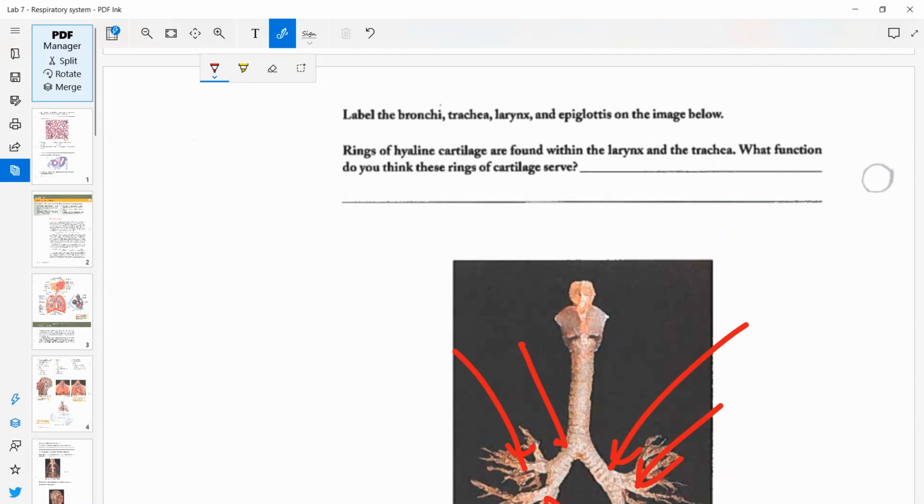Larynx is here, and the epiglottis. So we got this one. And rings of the hyaline cartilage are found within the larynx and the trachea. The function of these rings of cartilage is to provide structural support so the trachea and larynx do not collapse.